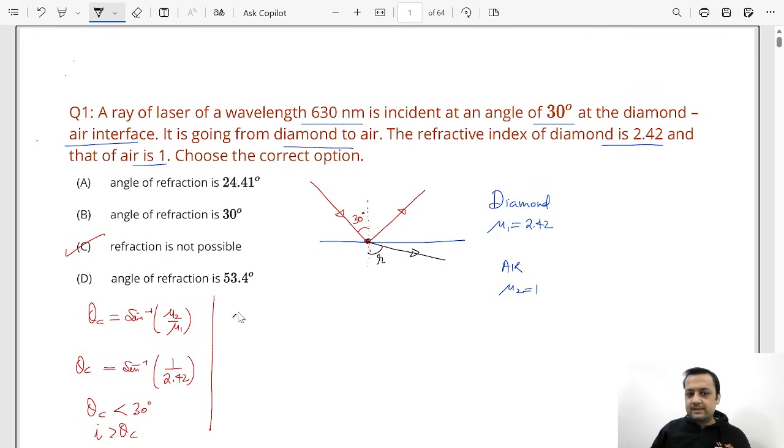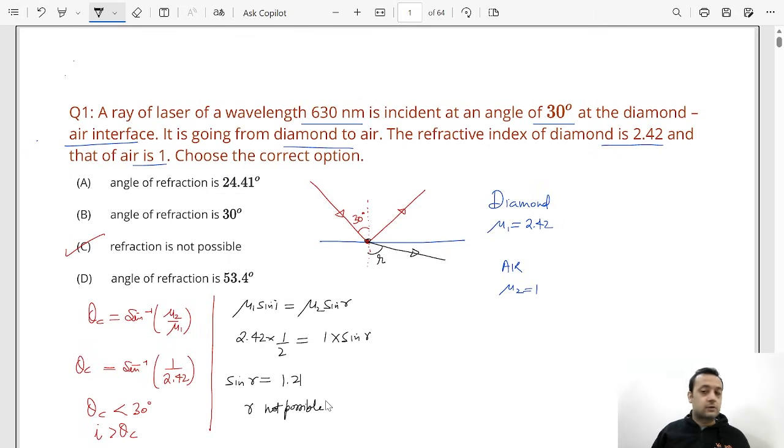So you will say that mu1 sin i is equal to mu2 sin r. Yes or no? Now mu1 is 2.42 into sine i, which means sine 30, is equal to mu2 into sine r. And you can very well see that sine r is becoming 1.21, which is not possible. So no value of r exists, because sine r can't be greater than 1. That means r is not possible. Hence refraction is not possible. So this is also going to give you the same thing. I hope you would have understood. All right. Let us look into the next question.